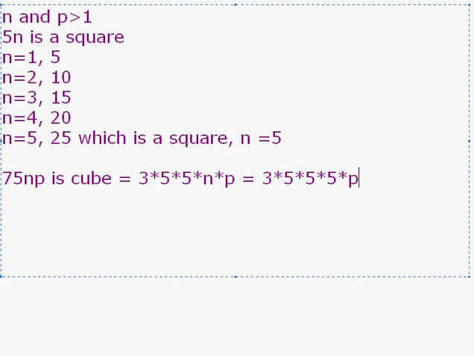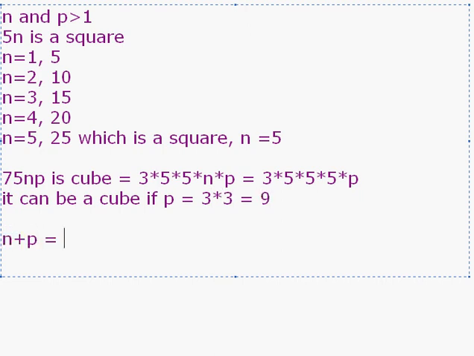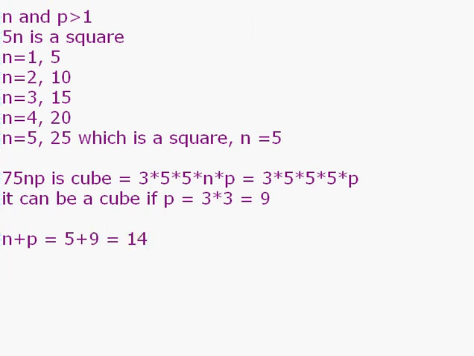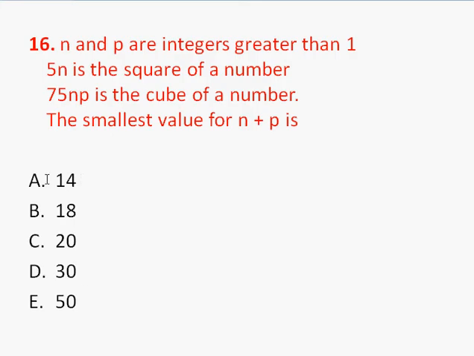Now to make it a cube, it can be a cube if it is 3 times 3 times 3 times 5 times 5 times 5. So it can be a cube if p is equal to 3 times 3. That means p is equal to 9. So n plus p will be equal to 5 plus 9, that is equal to 14. Alright, so option A is correct, that is 14.